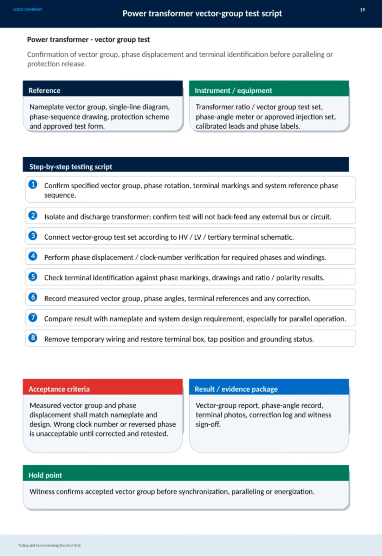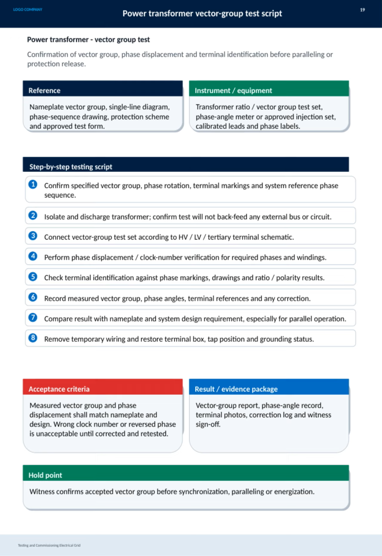Then, we check terminal identification against markings, drawings, and ratio results. All measured data, including vector group, phase angles, and terminal references, are recorded, noting any corrections. The results are then compared with the nameplate and design requirements, which is especially important for parallel operation. Finally, temporary wiring is removed, and the terminal box, tap position, and grounding status are restored. Acceptance criteria are strict. The measured vector group and phase displacement must match the nameplate and design.